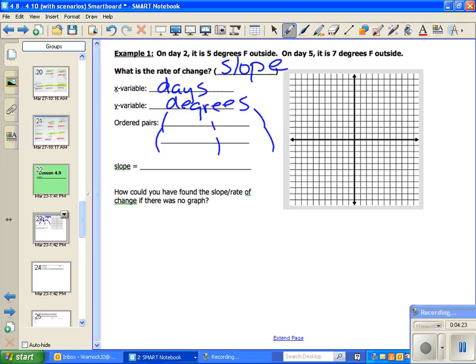Okay, I want to write the scenario this time as 2 ordered pairs. Okay, the first sentence, on day 2 it is 5 degrees outside. How would you write that as an ordered pair? Mackenzie? Good. Day 2, 5 degrees. How would you write the other ordered pair, Zoe? Good. Day 5, 7 degrees. Okay, go ahead and plot those points on your graph.